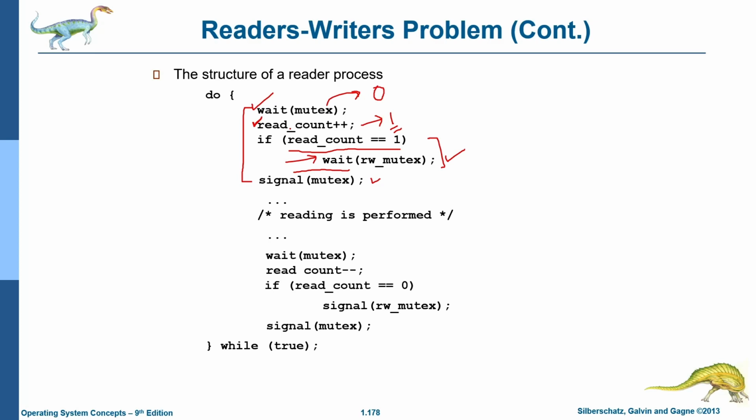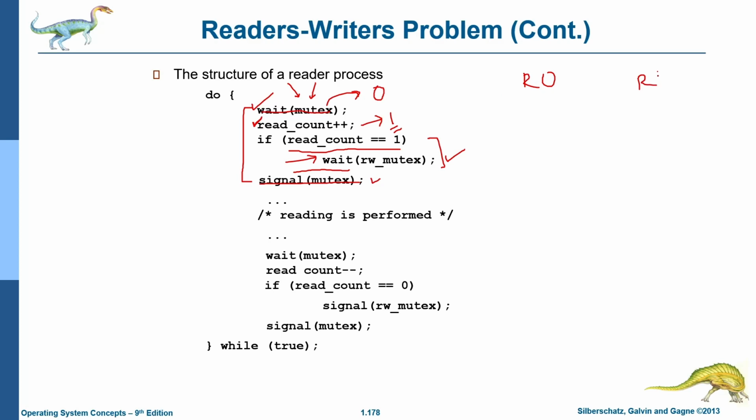Look at the code, you will be able to understand. Can someone tell me what will happen if I remove that mutex, if I remove these two lines? And two readers are coming in at the same time. What can happen?